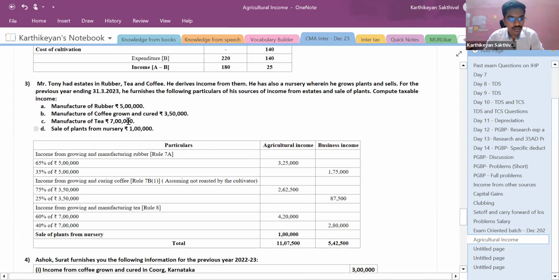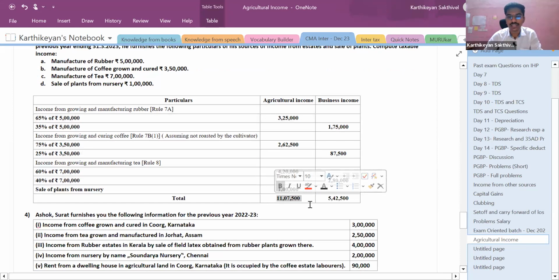Next, from manufacturing of rubber, he has earned 5 lakhs. So 65% is to be treated as agricultural income, 35% is to be treated as business income. Next, coffee grown and cured, it is not roasted, so 75% I should deem as agricultural income, and 25% as other than agricultural income. Next one is manufacturing of tea. 60%, 40%, we've already seen that. So 60% of 7 lakhs is to be treated as agricultural income, and 40% is to be treated as business income. So totally 11 lakh 7,500 is my agricultural income. It is exempt. So 542 is my taxable income.